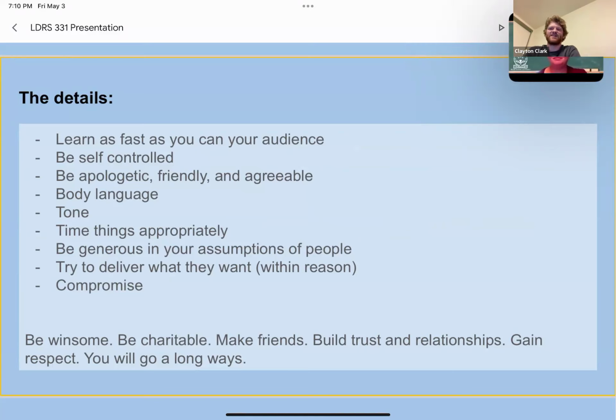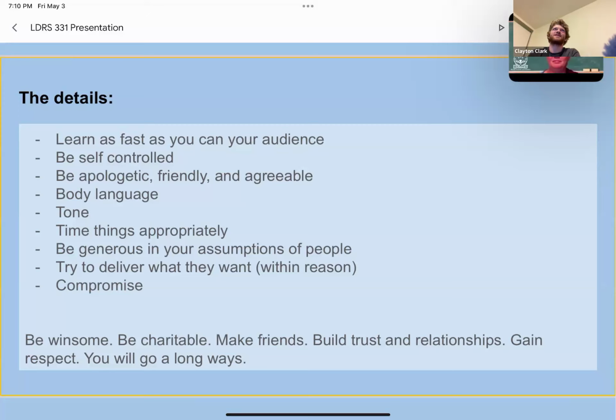Learn as fast as you can your audience. Speak in ways that are best suited for whoever you are listening to. Everyone's a little different. Try and pick up on those differences and cater towards them. Be self-controlled. Don't be angry or rude or upset. Be calm and restrain yourself. Be apologetic, be friendly, be agreeable. It is really hard to be mad at someone who is quick to apologize, eager to agree, and showcases how much they care.